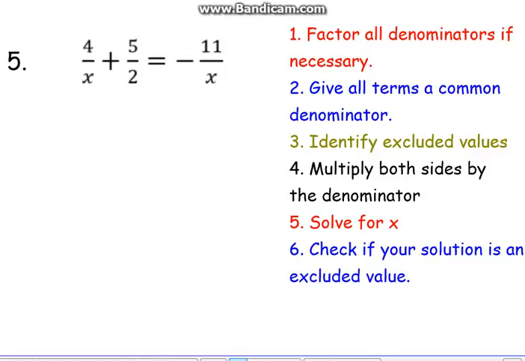First step, factor all denominators if necessary. Well, I have x, I have 2, and I have x. There's nothing to factor there. There's nothing extra going on with those, so we're good. Step 1's done. Nice and easy.